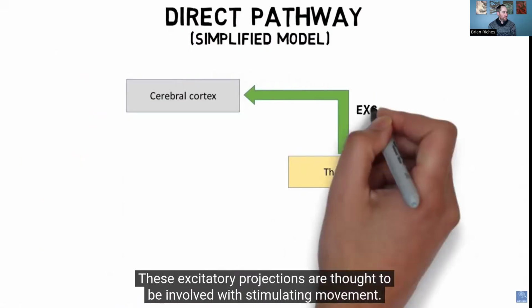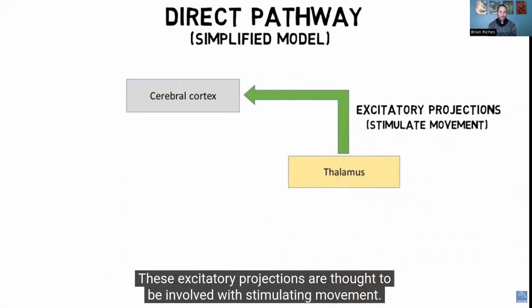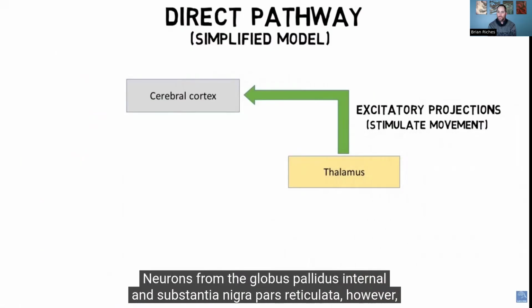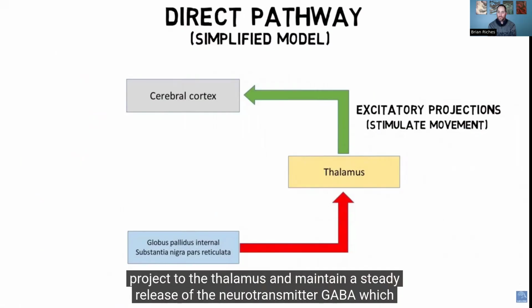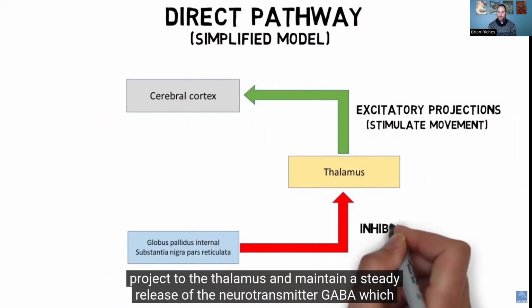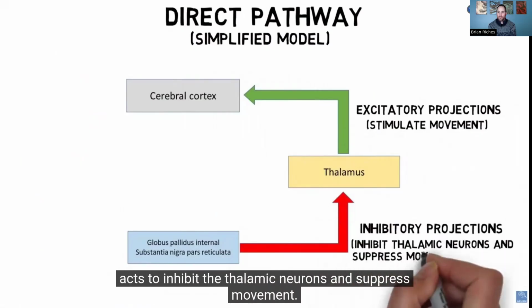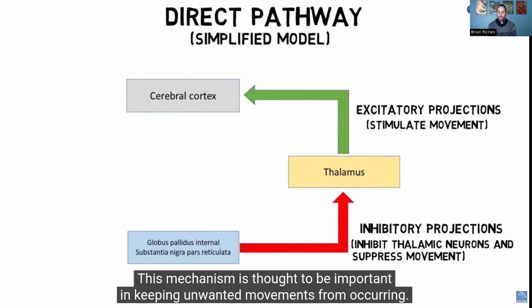These excitatory projections are thought to be involved with stimulating movement. Neurons from the globus pallidus internal and substantia nigra pars reticulata, however, project to the thalamus and maintain a steady release of the neurotransmitter GABA, which acts to inhibit the thalamic neurons and suppress movement. This mechanism is thought to be important in keeping unwanted movements from occurring.